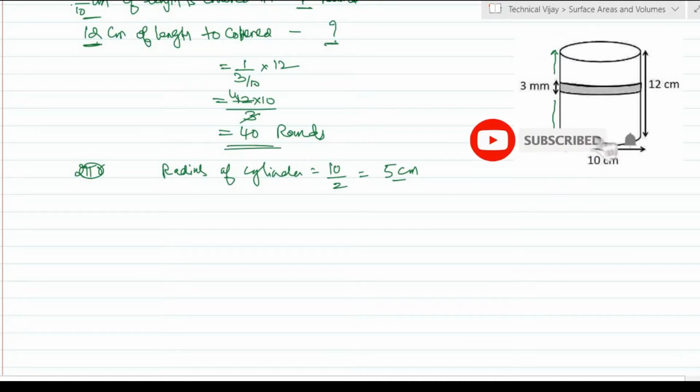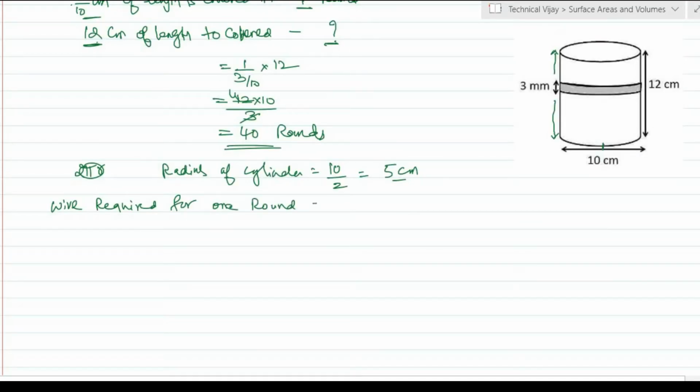Now for one round, how much copper wire is required? It is equal to 2 pi r, where r is the radius of the cylinder. So 2 pi into the radius 5 is equal to 10 pi. So 10 pi centimeter of wire is required for one round.